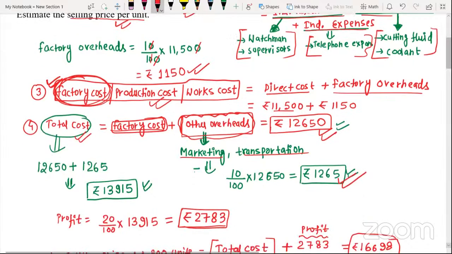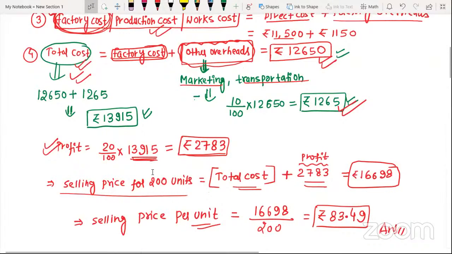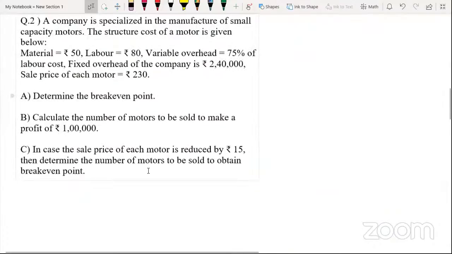So just find the total cost. Once you have found the total cost, you will get the profit. Profit, they are saying, is 20% of the total cost. Then the selling price will be the summation of total cost plus profit. So you can find the price of 1 unit. So it is a very simple question. Just remember the different types of cost in this chapter. This was a very basic and very good question also. Slightly lengthy. Now we will take the second question.